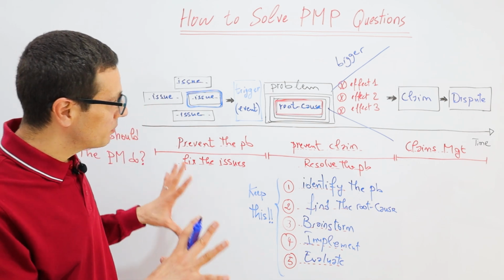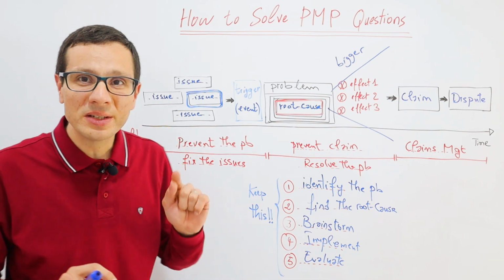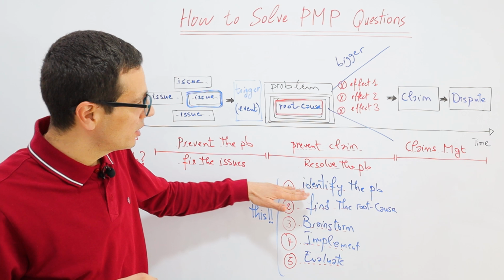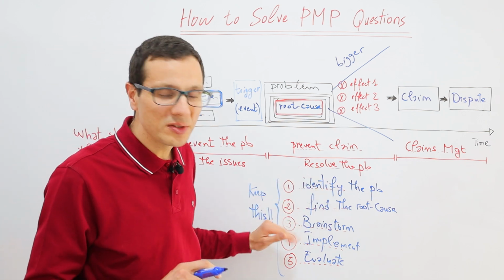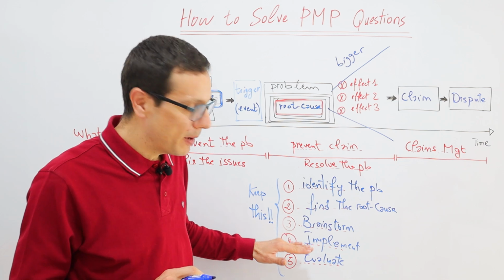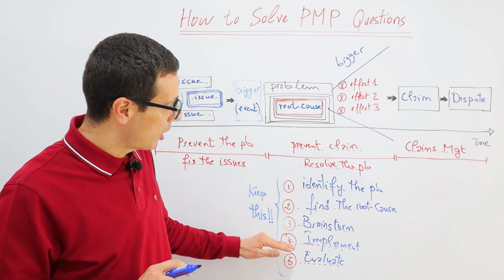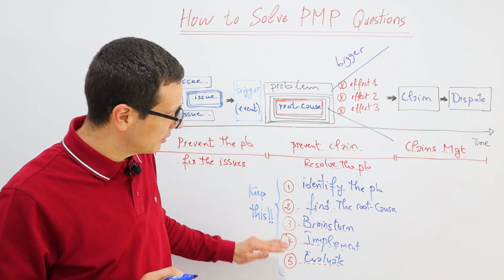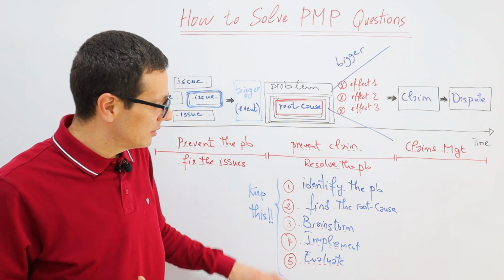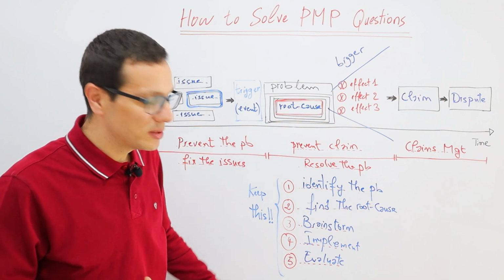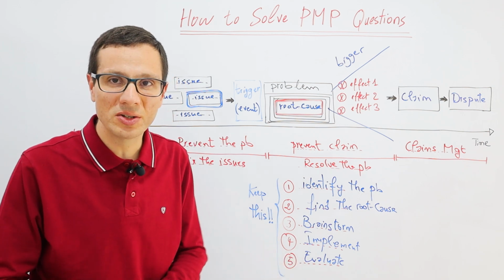But usually the big picture is this. You need to keep it in mind. Always start with identifying the problem, find the root cause, brainstorm the different alternatives, implement the chosen option for resolving the problem, and finally evaluate the implemented solution and capture the lessons learned, and keep iterating until the problem is resolved.